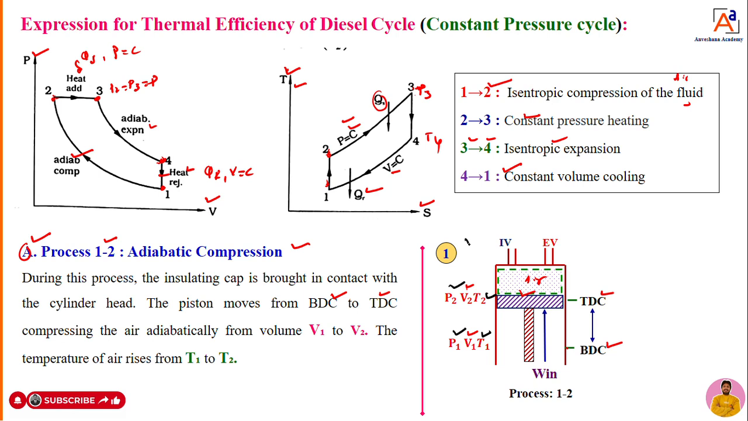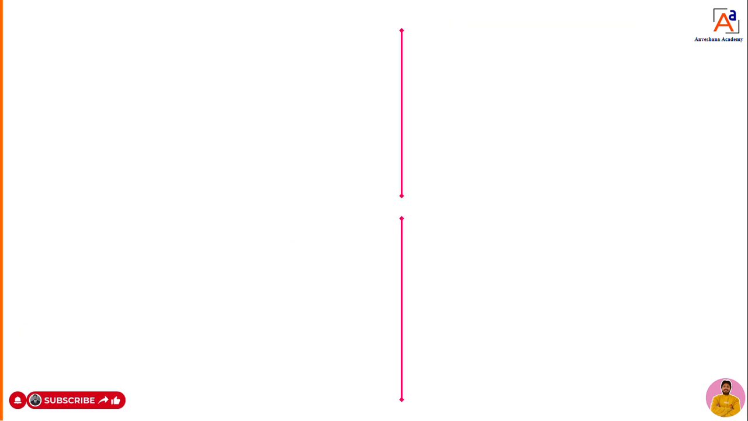This is the first process. In the first process, what have you done? You compress the air. How do you compress? You move the piston from BDC to TDC, hence the air gets compressed, hence pressure, volume, temperature get changed from point 1 to point 2, we can say. This is the adiabatic compression process. That is important, dear students.